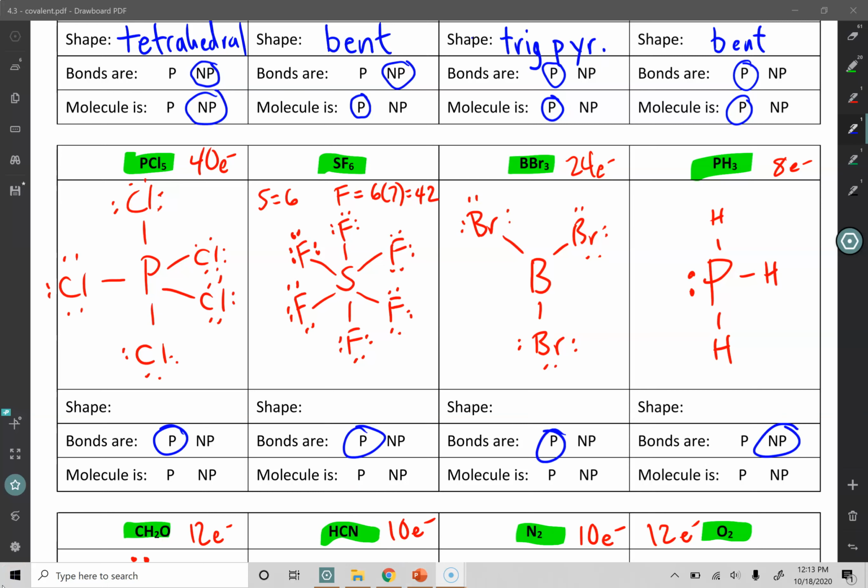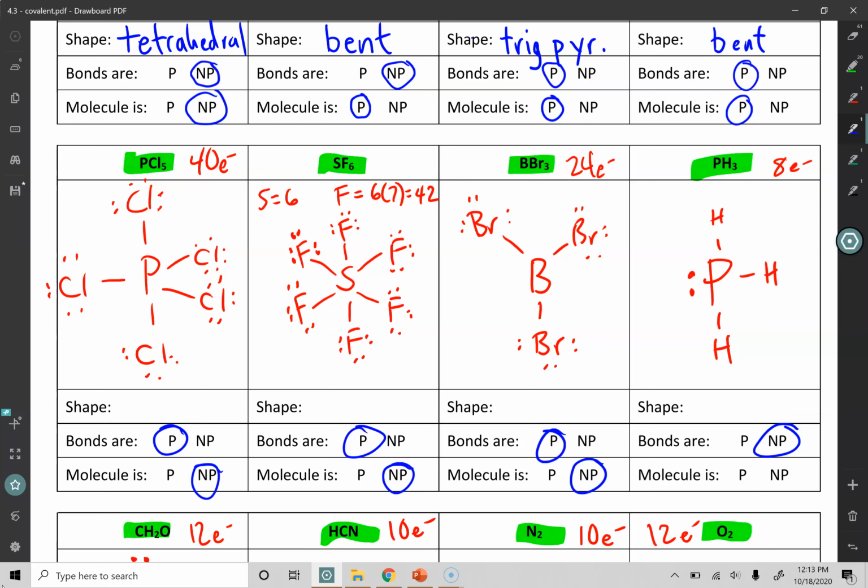All right, I've gone through and I've identified the polarity of the bonds. Let's look at the polarity of the molecule. PCl5, phosphorus pentachloride, no unshared pairs of electrons on the central atom. That's going to make it a nonpolar molecule. Sulfur hexafluoride, SF6, again, no unshared pairs of electrons on the central atom. That is also a nonpolar molecule. BBr3, boron tribromide, polar bonds, but no unshared pairs of electrons on the central atom. That's going to be a nonpolar molecule.